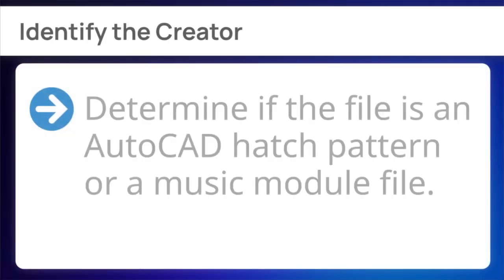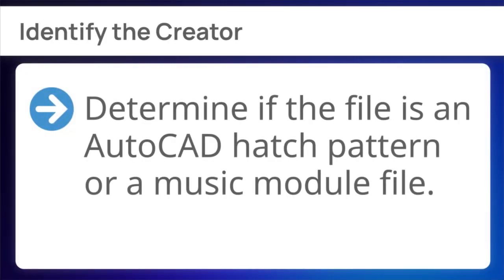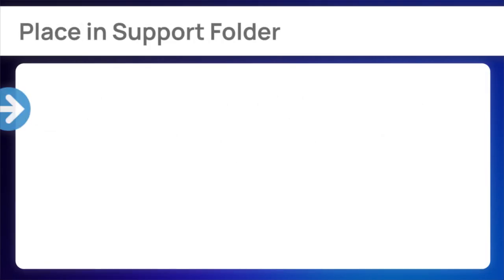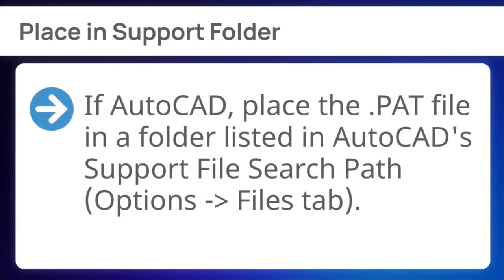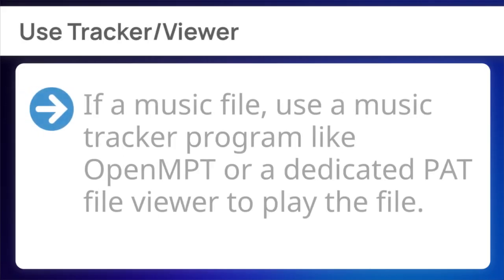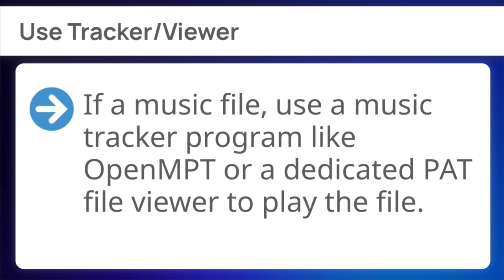First, identify the creator. Determine if the file is an AutoCAD hatch pattern or a music module file. Next, place it in the support folder. If AutoCAD, place the PAT file in a folder listed in the AutoCAD support file search path, on the Options Files tab. Finally, use a tracker viewer. If it's a music file, use a music tracker program like OpenMPT or a dedicated PAT file viewer to play the file.